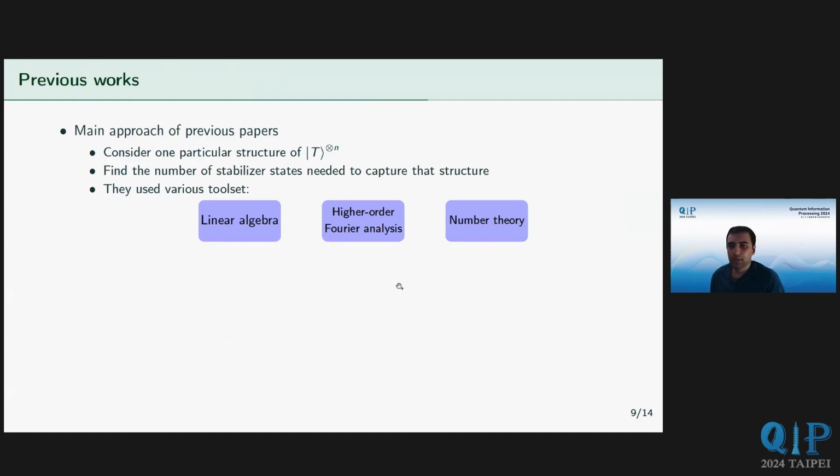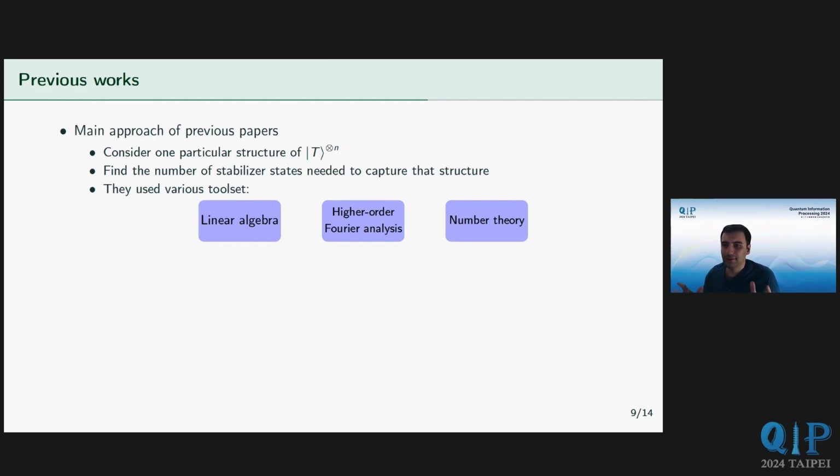Now I'm sketching the proof. Before talking about the proof of our work, I want to talk about the proof of the previous work. All of the three works that establish linear lower bounds on the exact rank and square root n on the approximate rank used different techniques, but they had almost a similar approach. They take some particular structure of this T to the n, and they showed that to capture that particular feature with a stabilizer state, you need at least a linear number of terms.